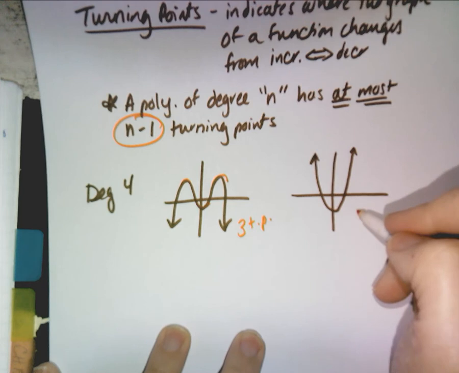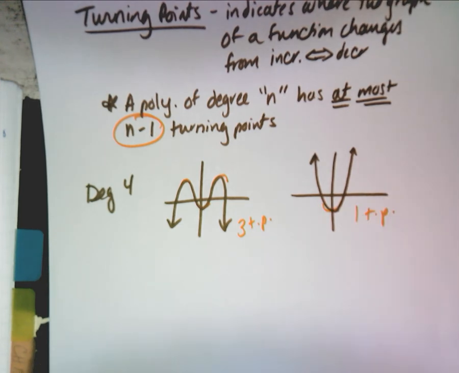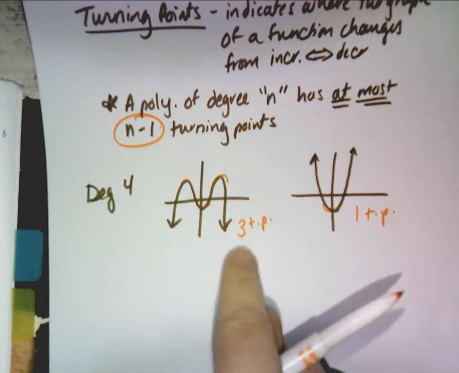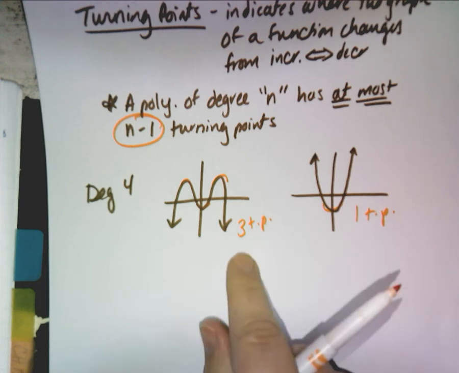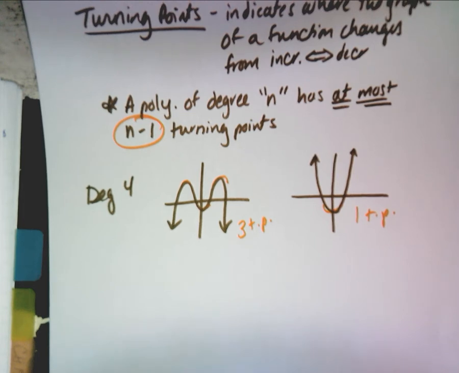This one has only 1 turning point. It's still a degree 4. Doesn't mean it has to have 3. It could have 3, it could have 2, it could have 1. The most it could have would be 3. All right, so how does this all play out together?